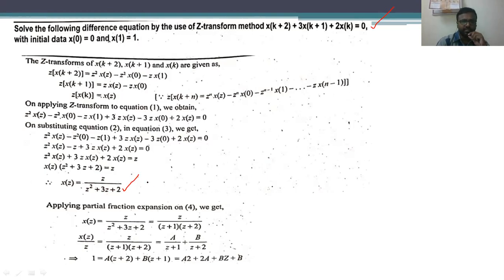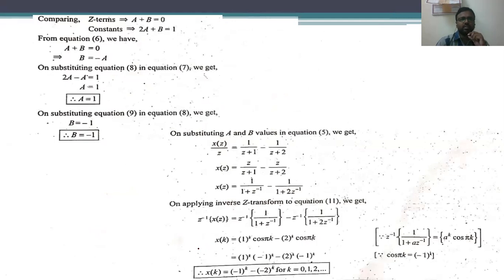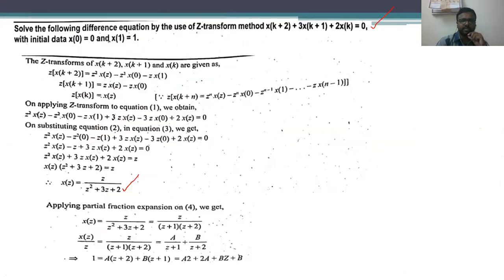So applying the partial fraction method for this particular equation, we are going to get X of z divided by z is equal to A divided by z plus 1, plus B divided by z plus 2. Comparing the values of z terms and constants on both sides, we equate and get the values of A and B as 1 and minus 1. After that, just substitute the values of A and B in this particular equation. A is 1 and B is minus 1.